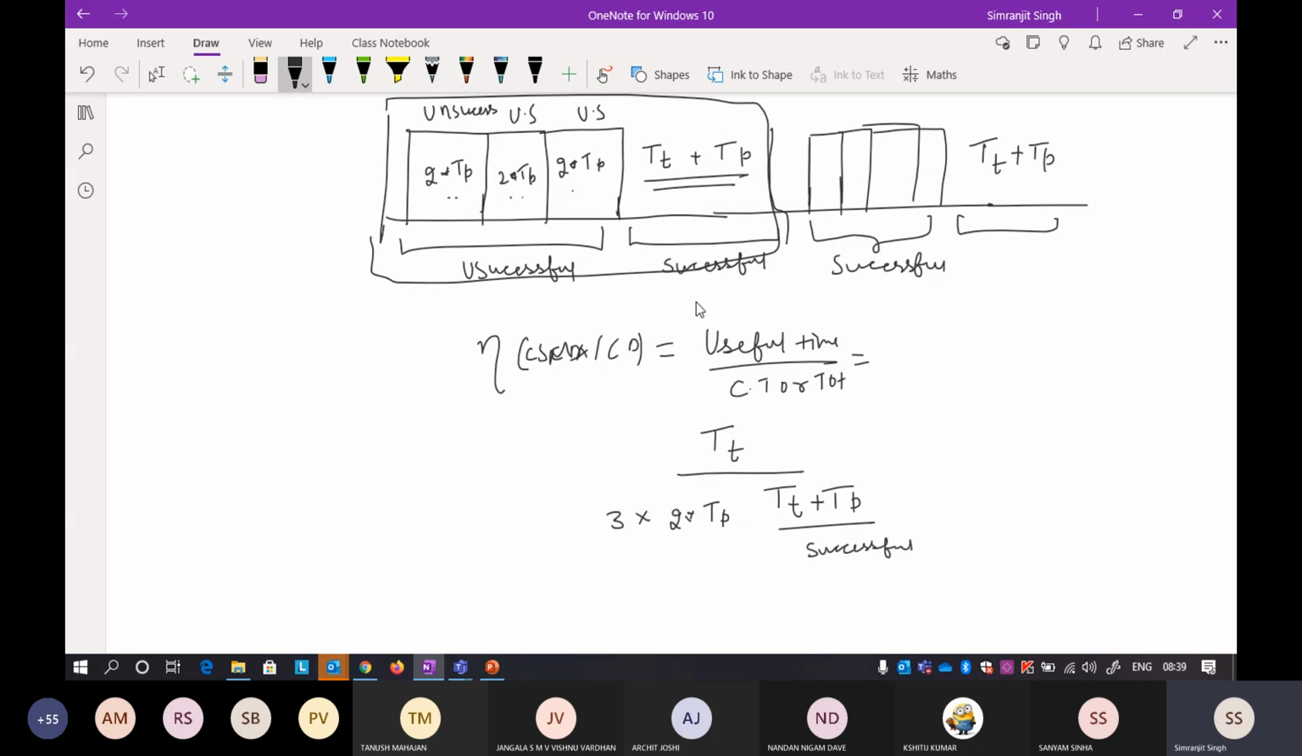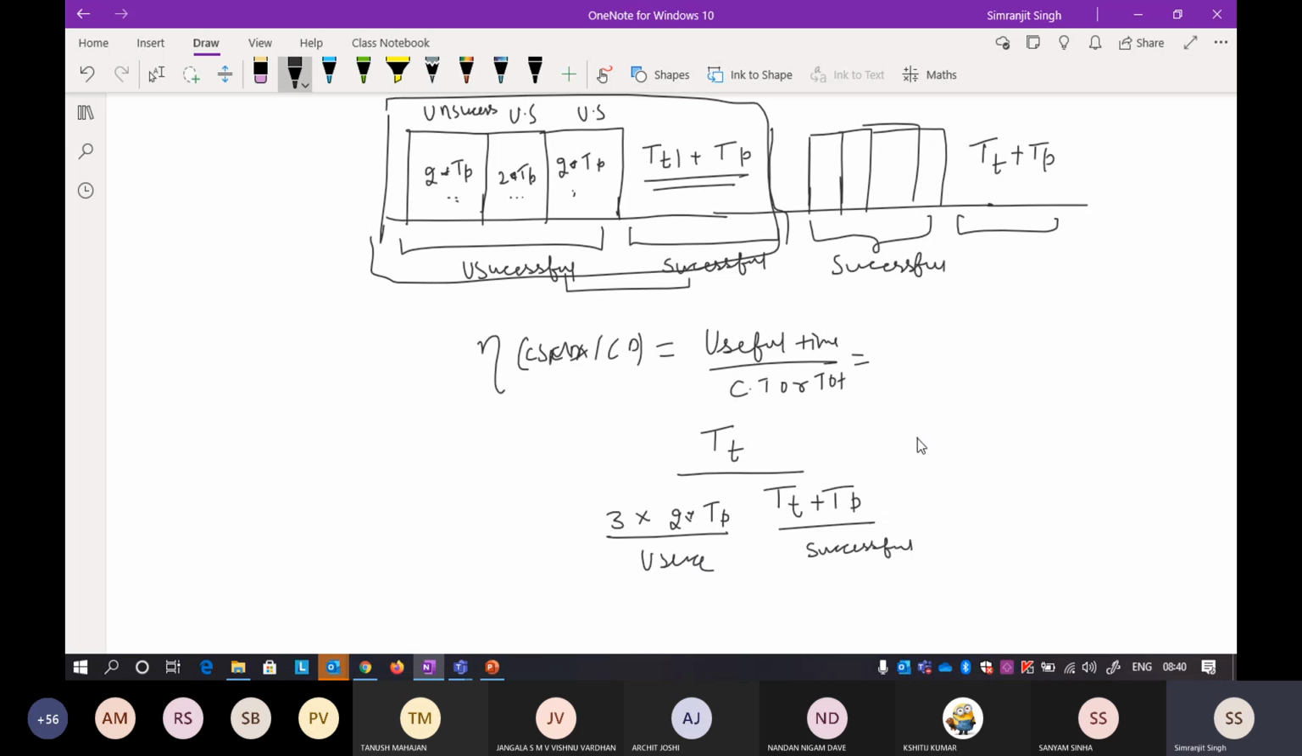Now in that, the useful time is the transmission time, and the cycle time, or the total time, is unsuccessful plus successful. For the packet to reach the other end without any collision, the time taken is TT plus TP. And the unsuccessful time should also be counted, because I am counting the total time here. I have faced three collisions, and for that the amount of time will be 2 into TP. We already know this.